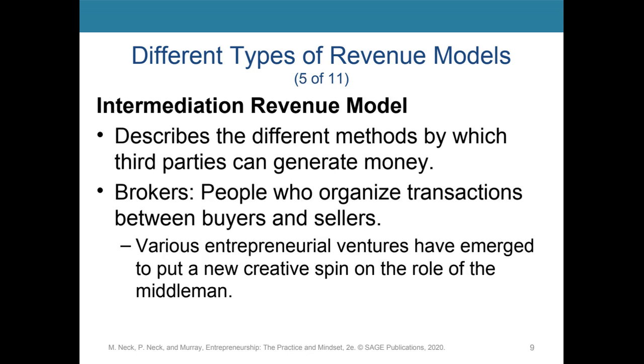The intermediation revenue model. This is the middleman, the person that organizes transactions between buyers and sellers. You can see it as a supermarket, for example. In theory, they buy from a farmer and they sell to an end user. But this goes much further than that. This is an actual broker.